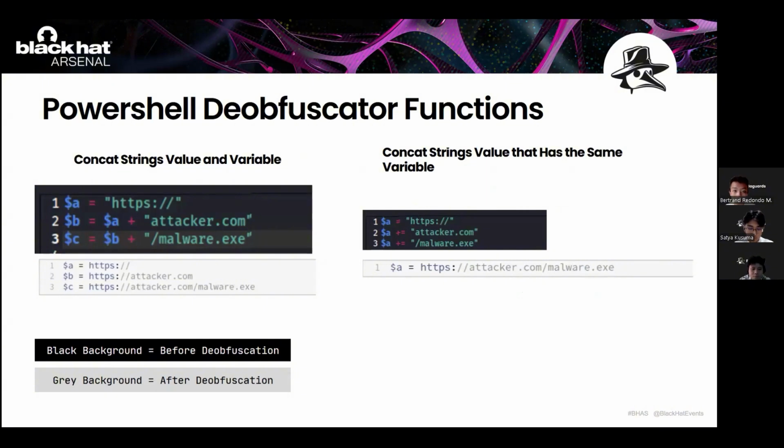For the PowerShell deobfuscator, we have 12 main functions to run this feature. The first one is to concatenate strings and variable values, where in this case we have 3 example variables, A, B, and C, where B is the value of A combined with the attacker.com string, and the C value is the B value combined with the /malware.exe string value.